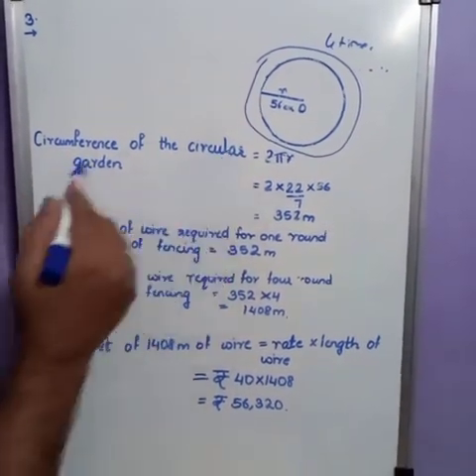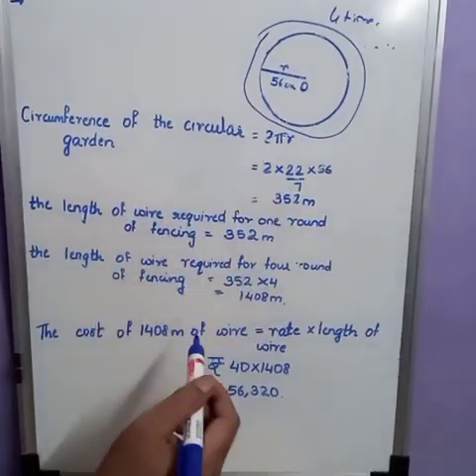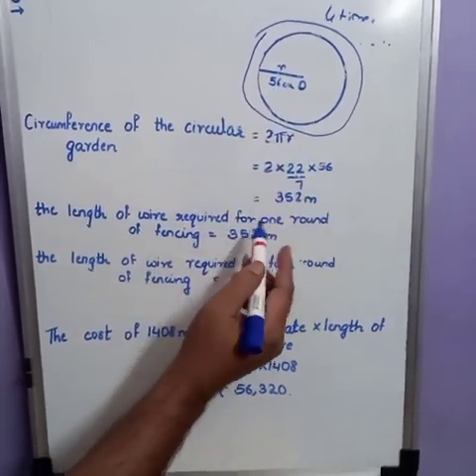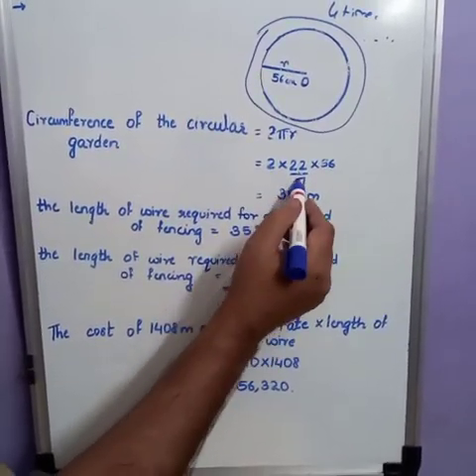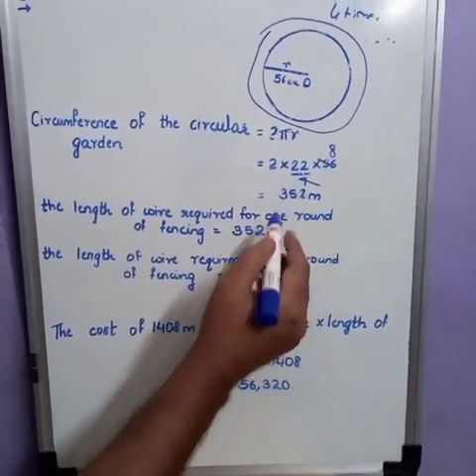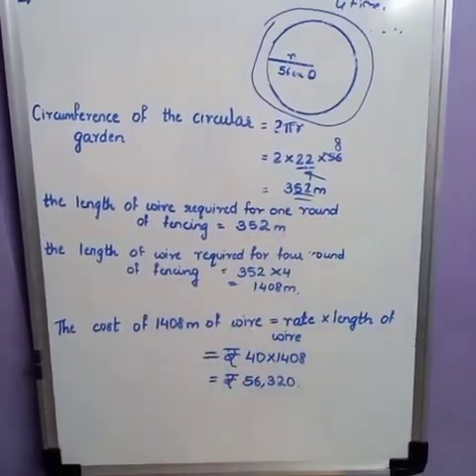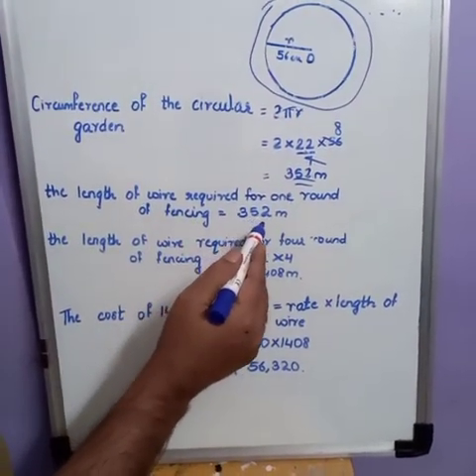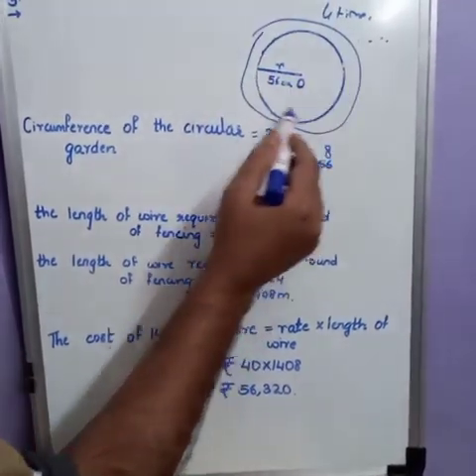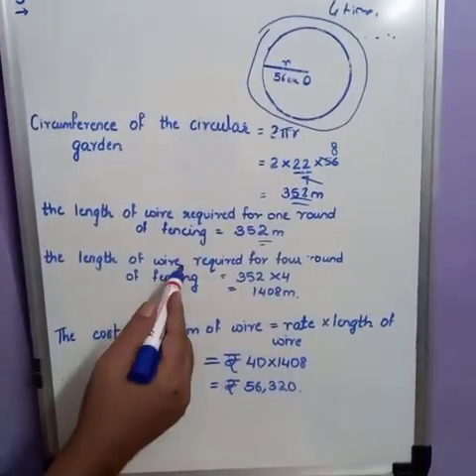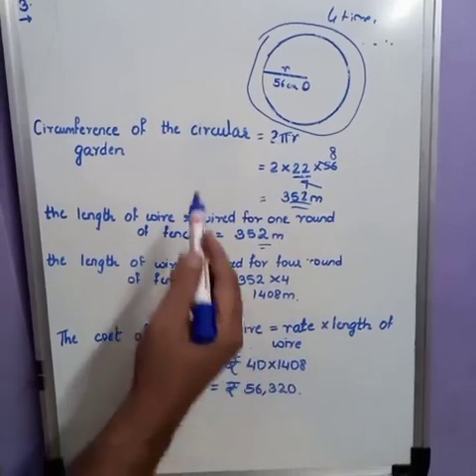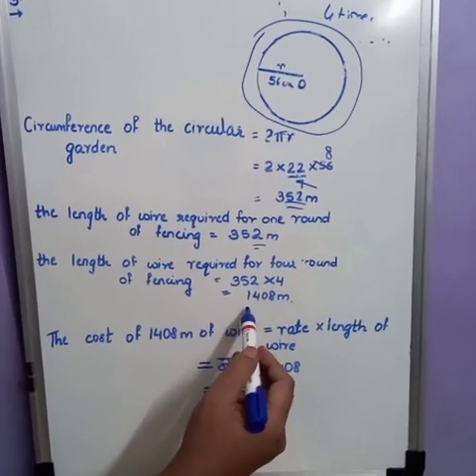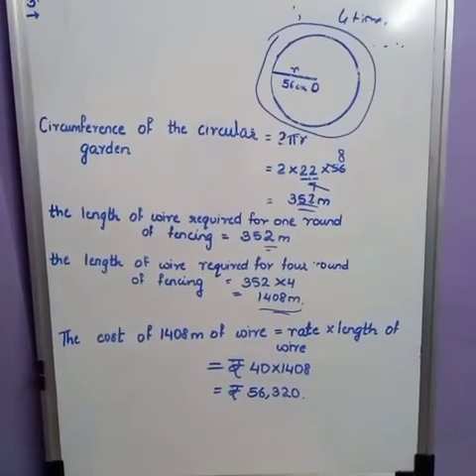Now what is the circumference of the circle? That is 2 pi r. So it will be 2 into 22 upon 7, and what's our radius? 56. So that comes to 352. The length of the wire required for one round of fencing is 352. For one round it is 352, which we found now. The length of wire required for 4 rounds: so we need 4 rounds to be done. So 352 into 4 comes to 1408.